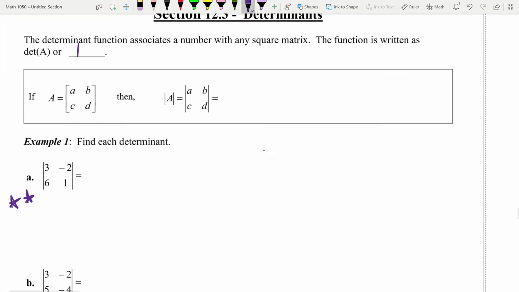To find the determinant of A, the symbolism is det of A, or it looks like an absolute value of A. Those both mean determinant, which I'm about to teach you. Okay, so if you have matrix A, then the determinant looks just like the matrix, but it just doesn't have those little things, you know, looks more like absolute value.